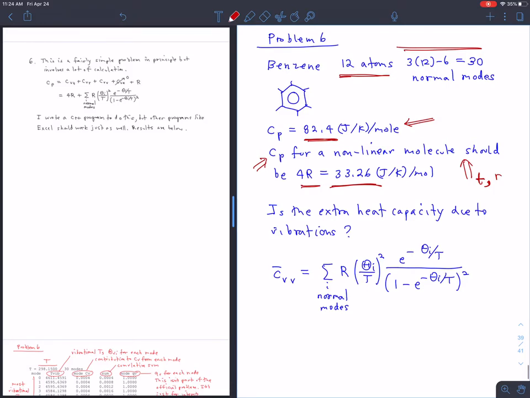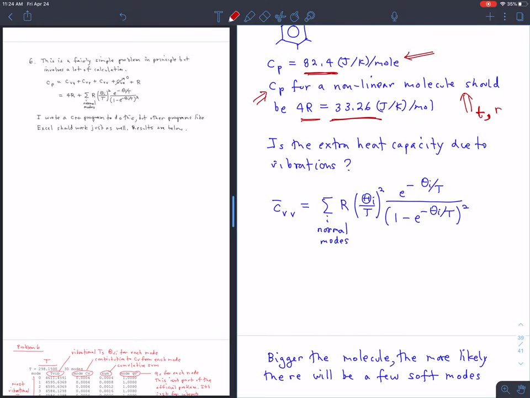are contributing. If we want to do this calculation, all we have to do is know the vibrational temperatures for all 30 modes. Since a vibrational temperature is just h nu sub i over k, where nu sub i is the fundamental frequency for a given mode, all we need to know are the fundamental frequencies for all 30 modes, and those were given in the problem, so we can do this calculation. It's just a matter of doing out this 30-term sum, which is a little tedious. That's why I recommend using a program to do it, and that's what I did.